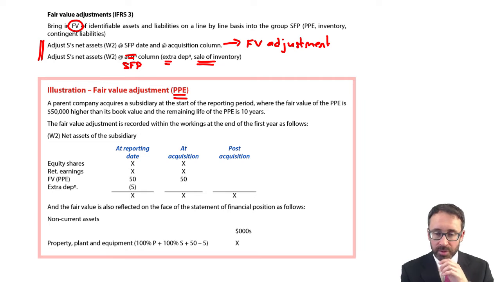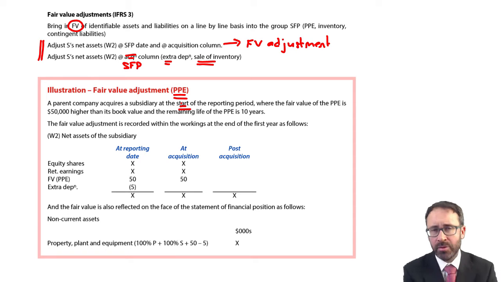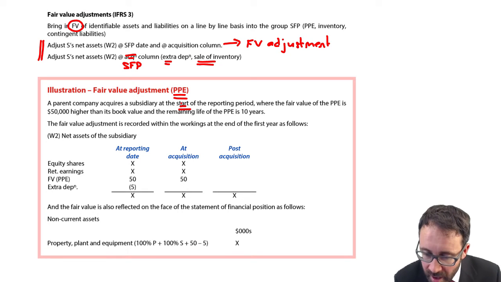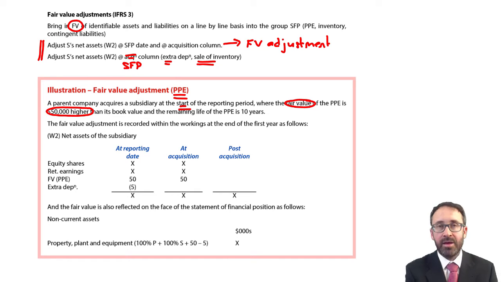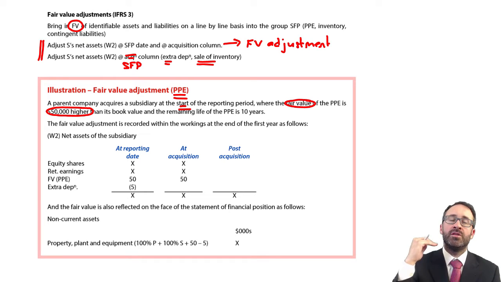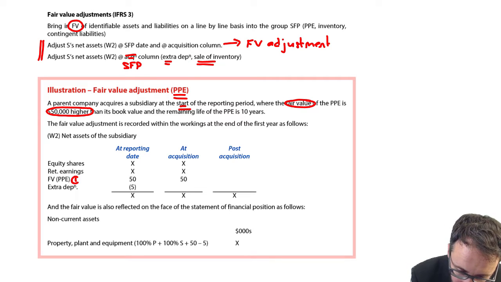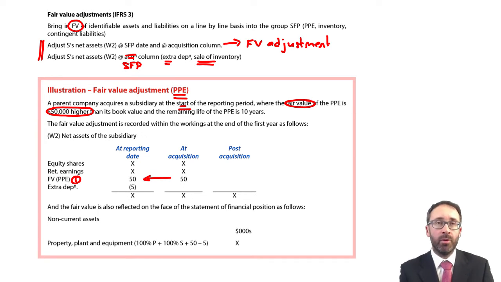So it says a parent acquires a subsidiary at the start of the reporting period. So that's important. Okay, so we've got a full year's worth of operating the subsidiary. And we're told that the fair value of PPE is $50,000 higher than its book value. So the first thing that we need to do is that 50,000 increase in value of the asset to take it from its carrying value in S's books to the fair value that's going to be reported in the group accounts. You put that in at the date of acquisition, and unless you're told otherwise, that's the same at the reporting date.